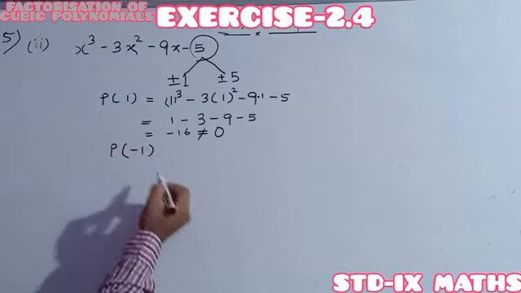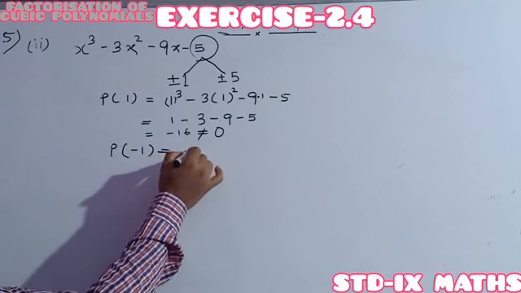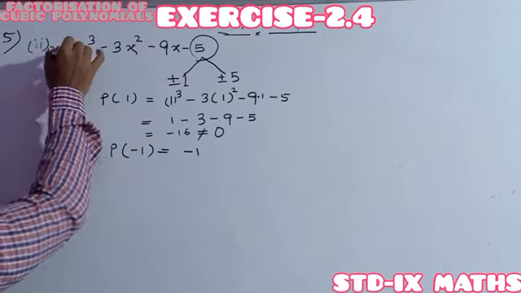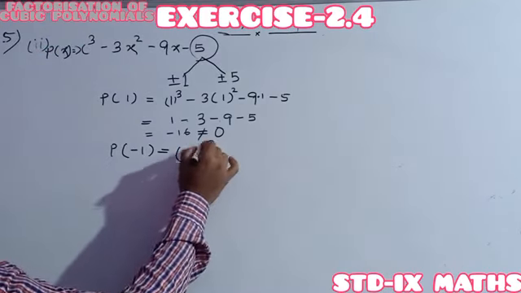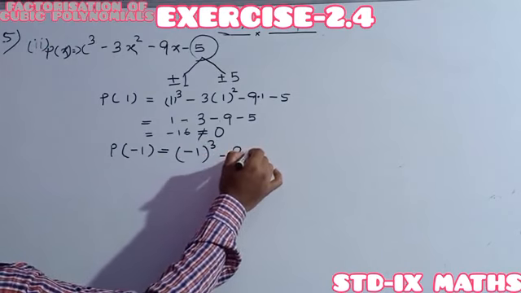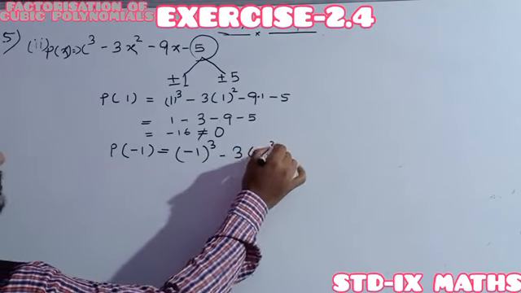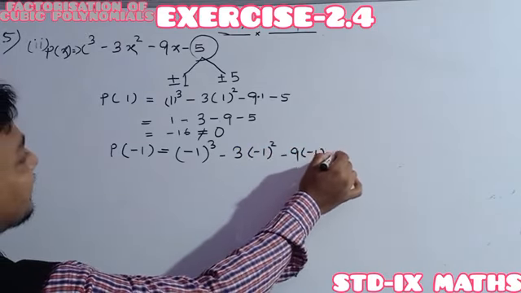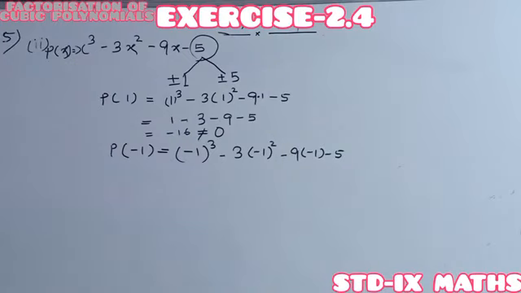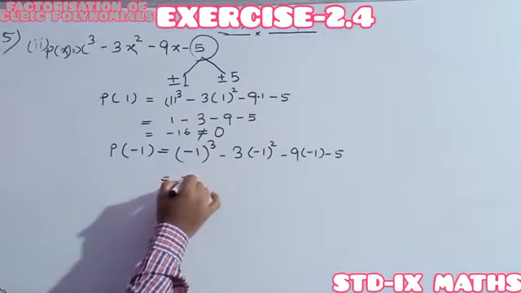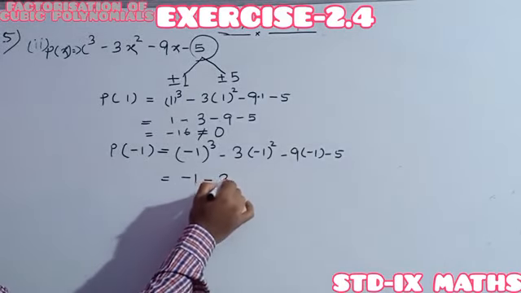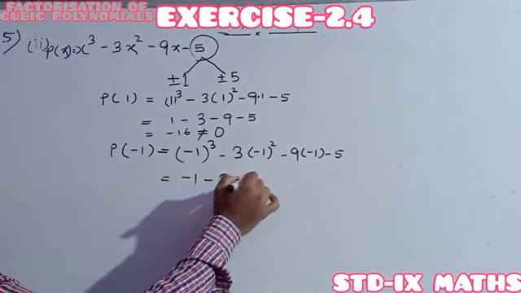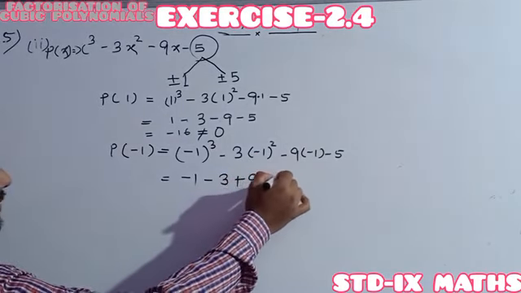P of -1, it will be how much? So P of -1 means this one is the Px. It means (-1) to the power 3 minus 3 whole into (-1) square minus 9 into -1 minus 5. Ready? So here -1 cube means -1 minus 3 into 1, which is equal to 3 into 1 equal to 3 minus 3. Then after this it will be +9, then this one will be -5.